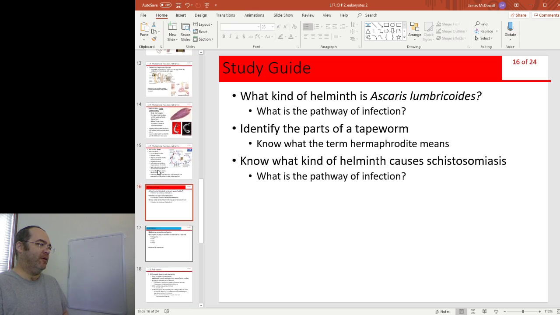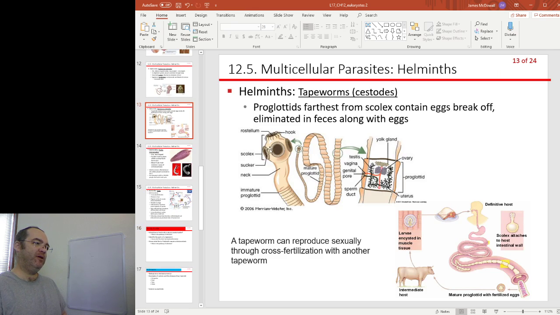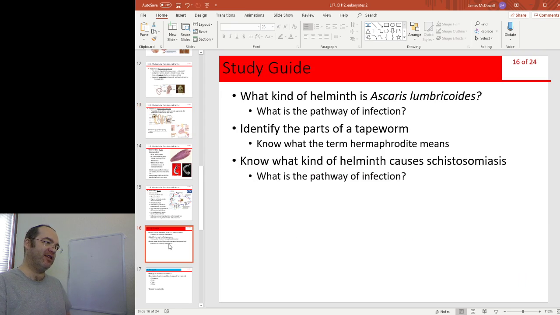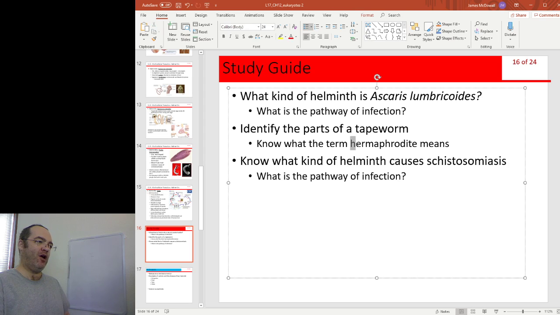The parts of a tapeworm. The head of the tapeworm, the scolex, the segments of the tapeworm, the proglottids. Inside the proglottids, complete male and complete female reproductive systems capable of self-fertilization and production of large numbers of eggs. Hermaphrodite means it has both male and female, full male and female reproductive structures.